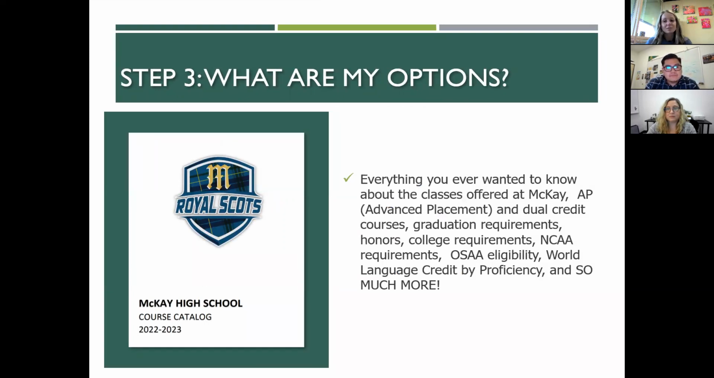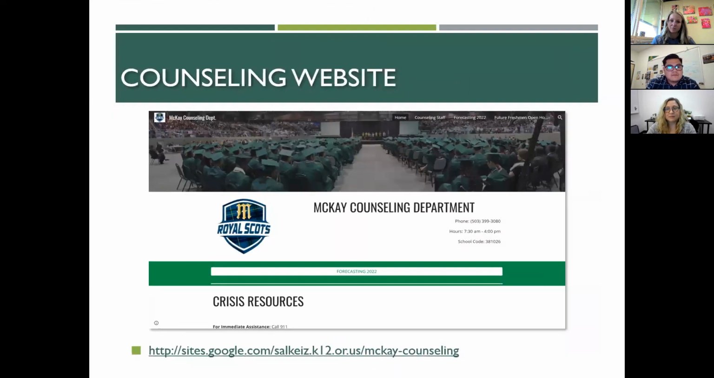So what are your options? The 2022-2023 course catalog has important information that will be helpful for you to know as you make choices about classes you would like to take. The course catalog is available on the McKay Counseling website, which you can access on the McKay High School website. Here's what the website looks like. Once you get there, you're going to click up at the top where it says Forecasting 2022, and that's going to give you all of the resources that you need to help you make choices about classes that are best for you.